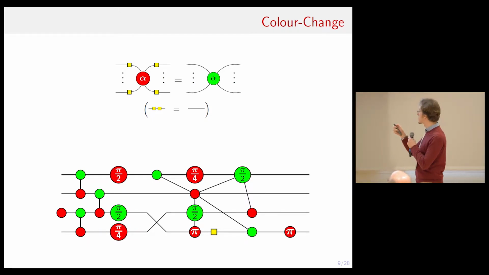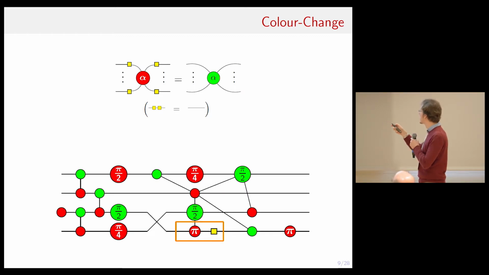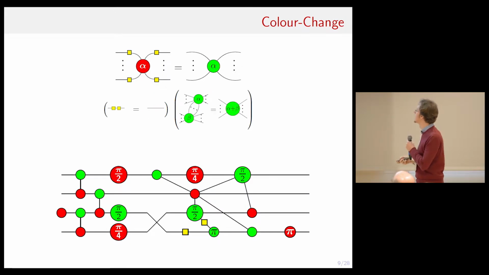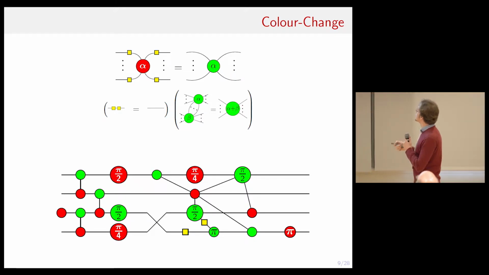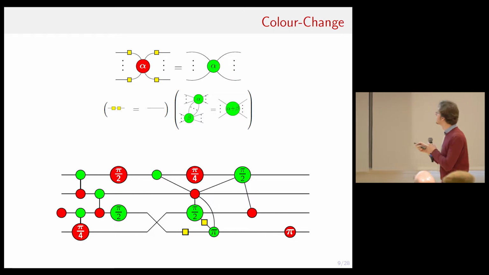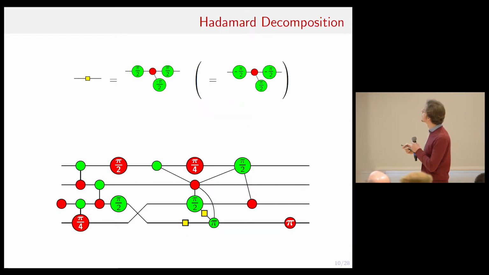And also we can use the involution of the Hadamard gate in order to make this Hadamard node go through the red node, like this. And now I can use the spider rule again in order to merge nodes that are now adjacent, like this. Okay.